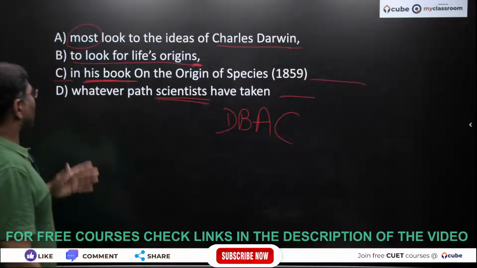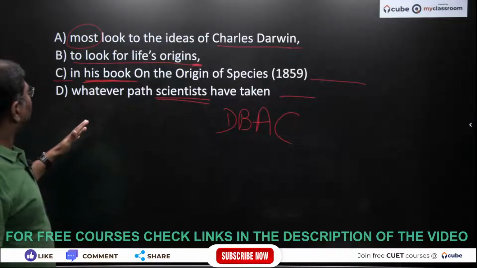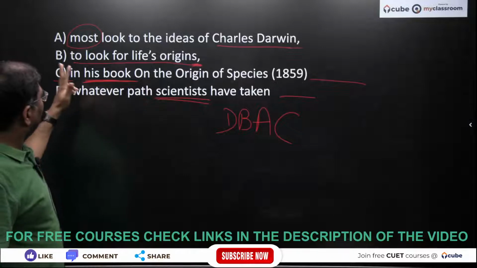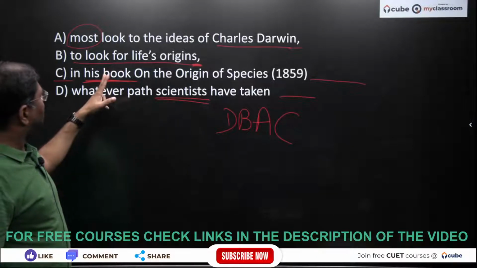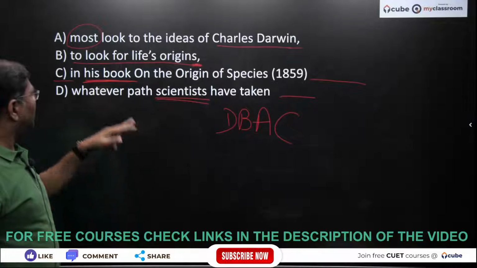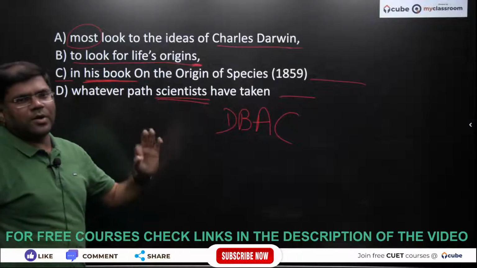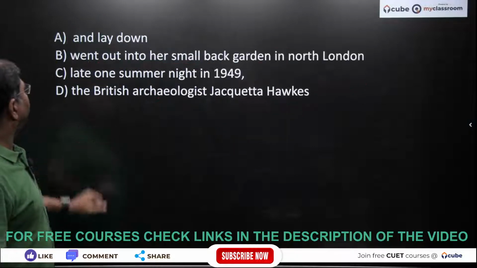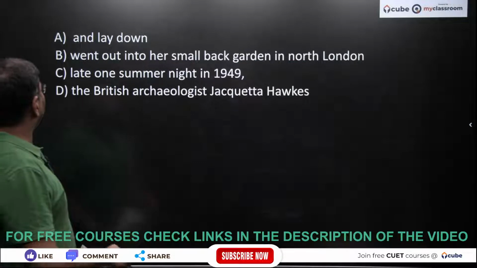So it says here, whatever path scientists have taken to look for life's origins, most look to the ideas of Charles Darwin in his book on the origin of species. Perfect logical, right? So now we come to the 8th question.